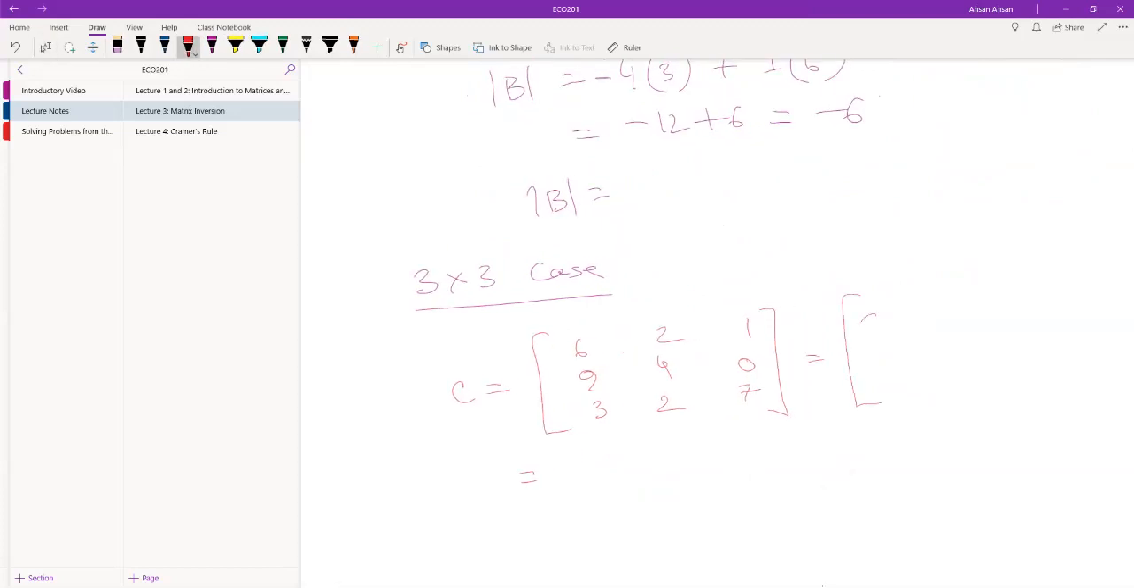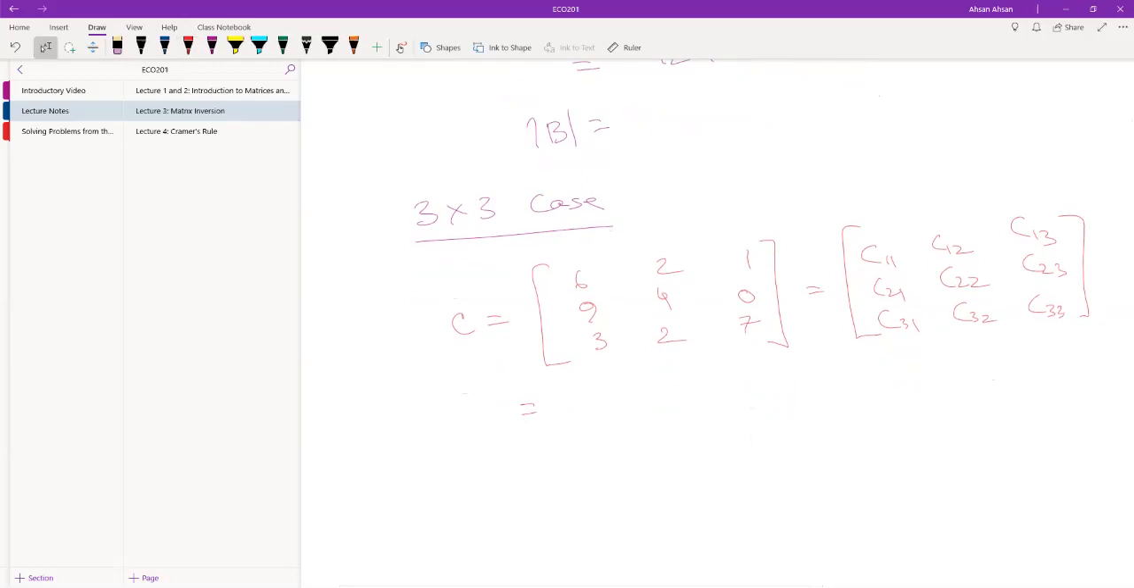Just write this down. So we have C11, C12, C13, C21, C22, C23, C31, and C33. It's not necessary that you write this down every time, but if it helps, you can always write it down. So now, once again, we want to calculate the determinant of C, and the process is the same. We're going to select any one row or any one column. And suppose I decide I'm going to pick the third column.